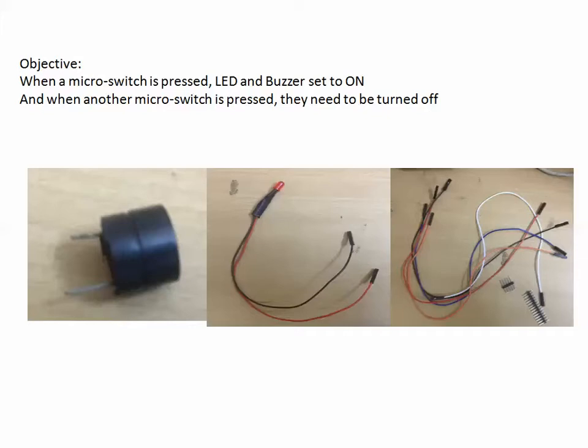Okay, the picture shows the components we are going to use. This is a buzzer. This buzzer will have 2 legs. One leg is a bit longer and the other one is shorter. The longer leg is the positive one, and the shorter one is the negative. So when we are connecting the buzzer to the Arduino board, we have to follow this convention and connect it accordingly. The next one is the LED.